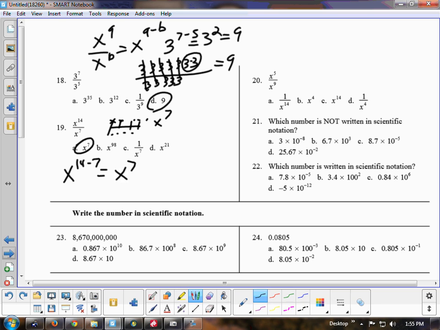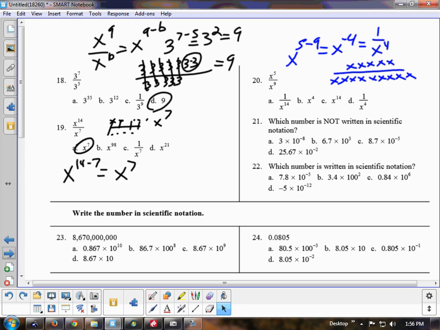Number 20. X to the 5 minus 9, which is x to the negative 4, which is 1 over x to the 4th. You could do it that way. Or you could say I got 5 x's on top, and I have 9 x's on the bottom. Okay, the 5 on top are going to cancel out, and you're left with 4 on the bottom, which is 1 over x to the 4th.